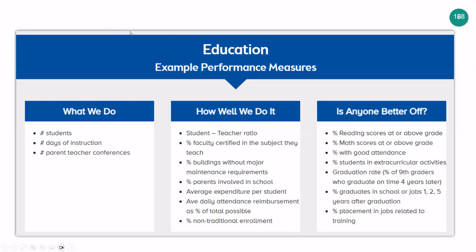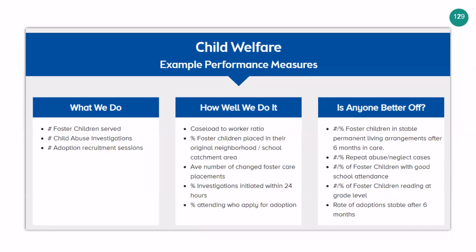So again, the key around performance measures: typically they start with a number, percent, dollar amount, or ratio, and they're just about the data. They shouldn't include the data. They should just be about the data, and they shouldn't include the target, because the target you can change over time. Here's child welfare. How much did we do?